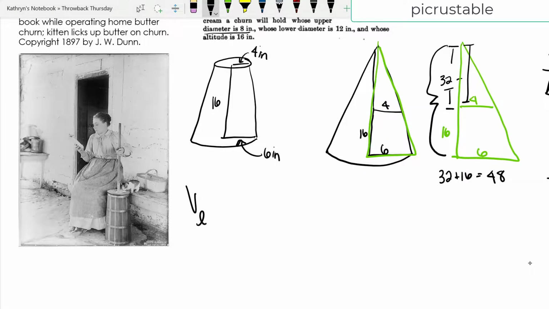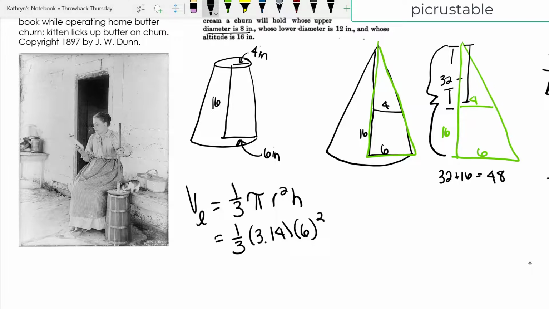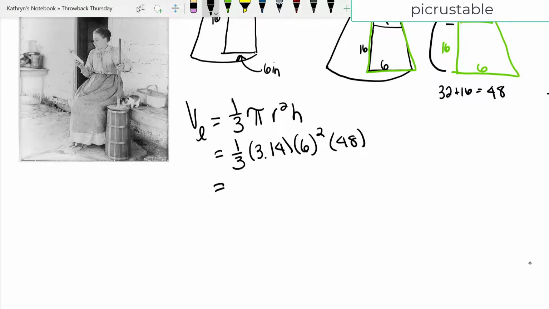The volume of the large is 1/3 pi r squared h, 1/3 times 3.14 times the radius. Now the radius of the large one is 6 squared times the height, which is 48. All right, let's use our calculator, and we end up with 1,808.64. We're talking inches, so inches cubed.